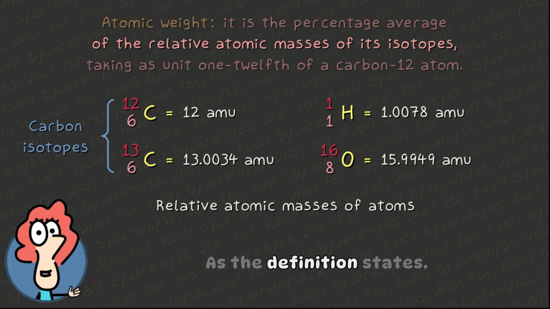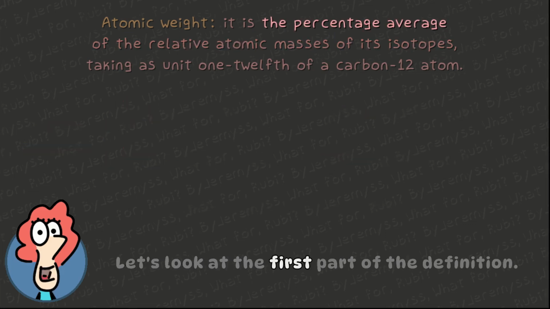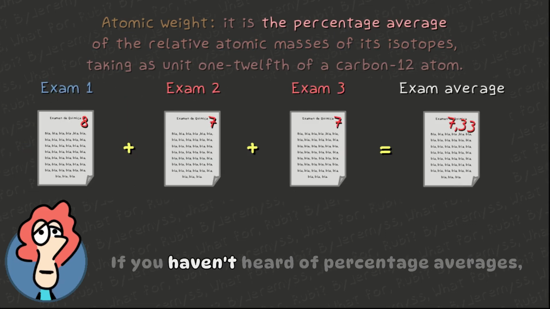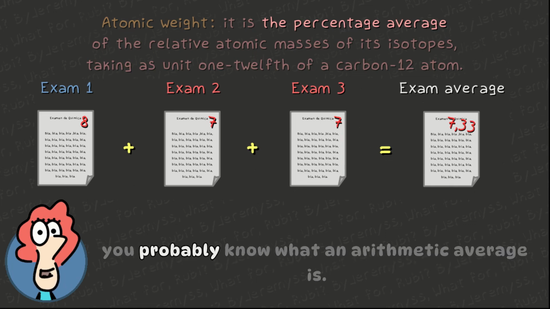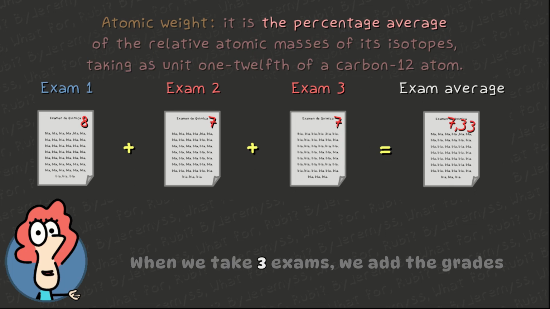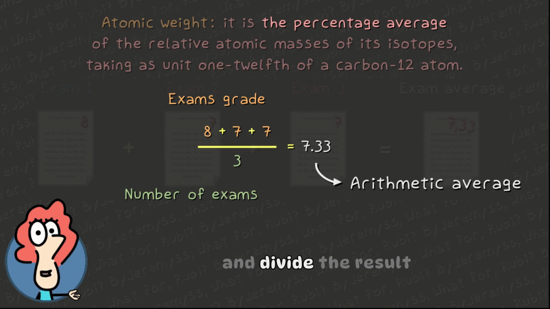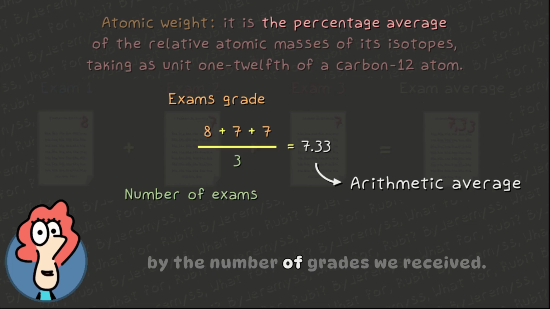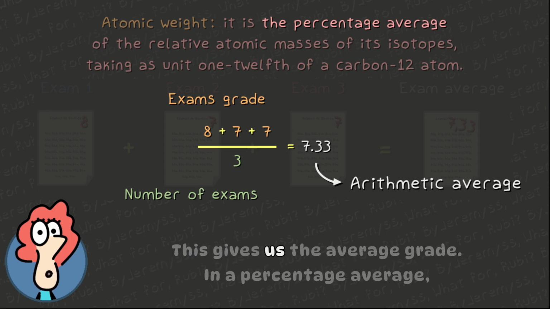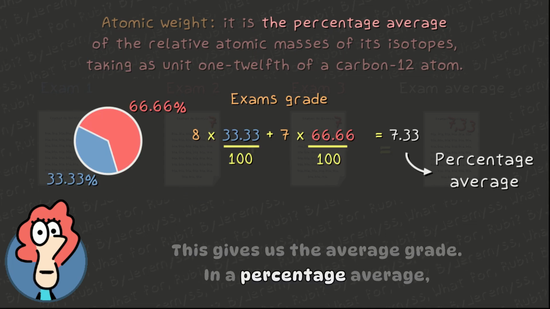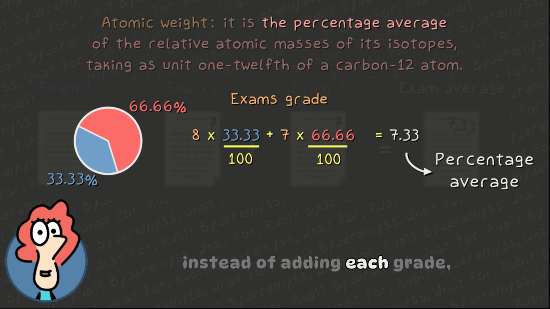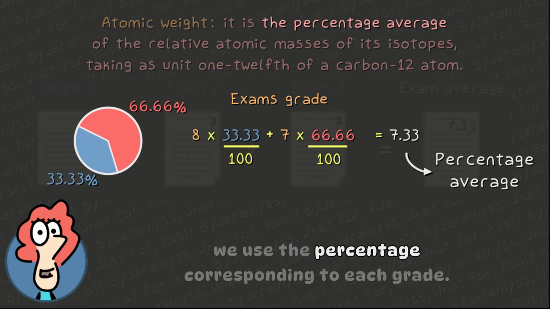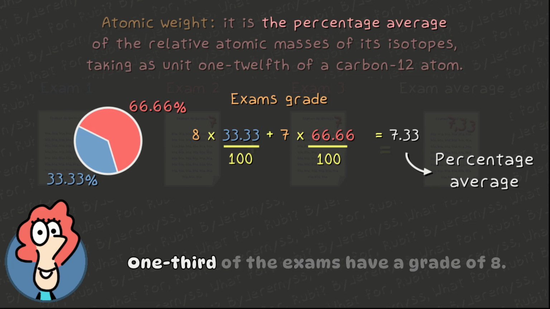As the definition states, let's look at the first part of the definition. If you haven't heard of percentage averages, you probably know what an arithmetic average is. When we take 3 exams, we add the grades and divide the result by the number of grades we received. This gives us the average grade. In a percentage average, instead of adding each grade, we use the percentage corresponding to each grade. 1/3 of the exams have a grade of 8.